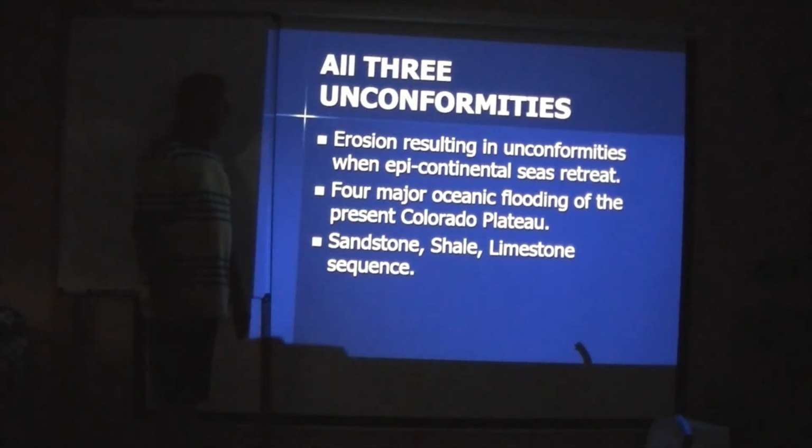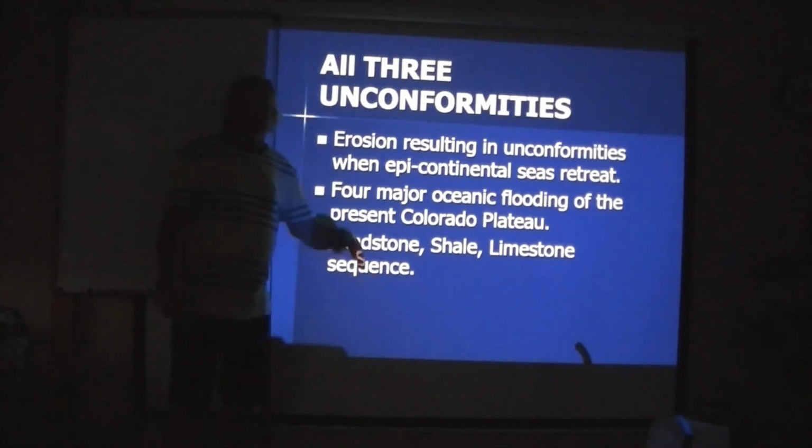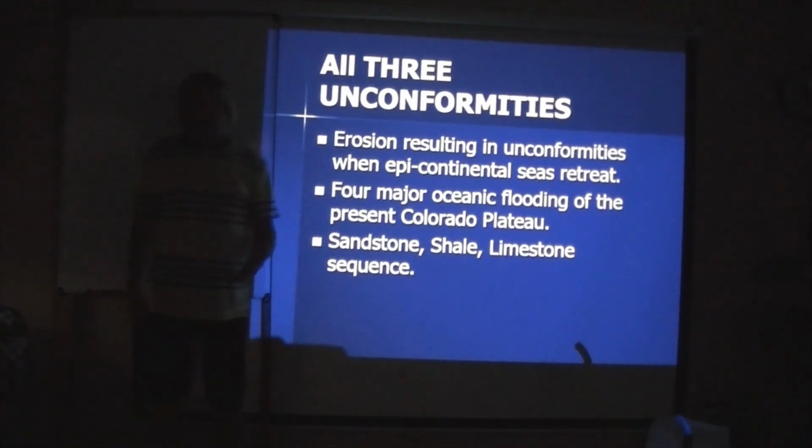A good example of that is at the bottom of the Grand Canyon. You go from Cambrian rocks. You don't find Ordovician, you don't find Silurian rocks, but you do find Devonian rocks. So that means the period of time from 500 million years ago to 409 million years ago is just missing. And this is what we find in the Grand Canyon, all three types of unconformities.